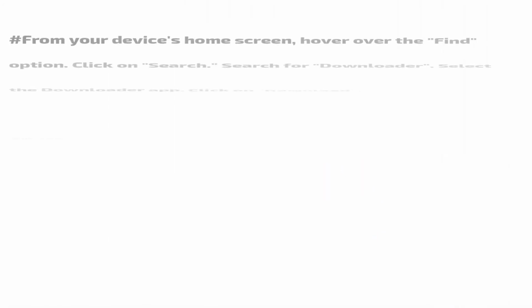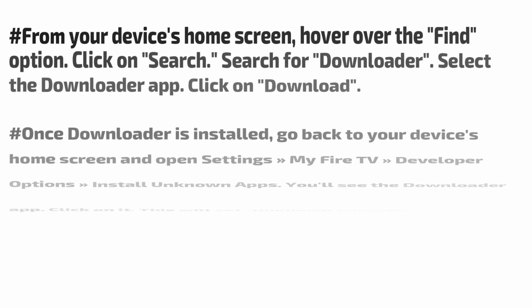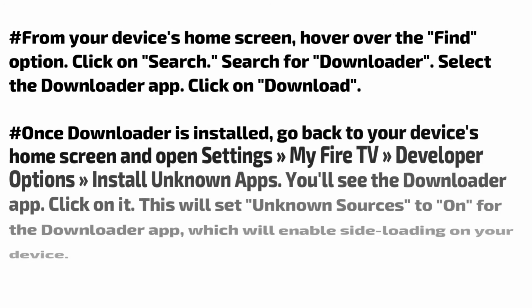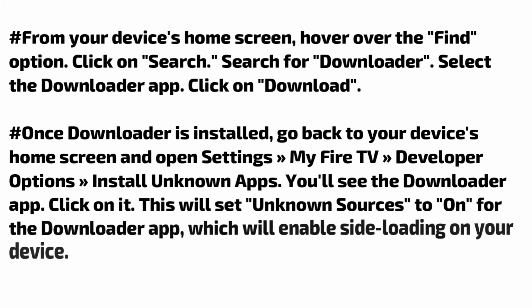From your device's home screen, hover over the Find option. Click on Search. Search for Downloader. Select the Downloader app. Click on Download. Once Downloader is installed, go back to your device's home screen and open Settings.